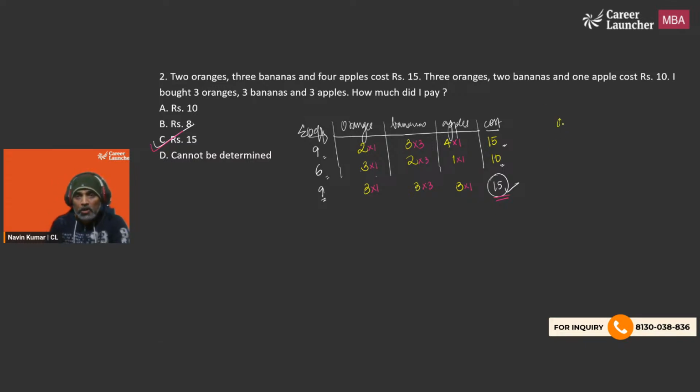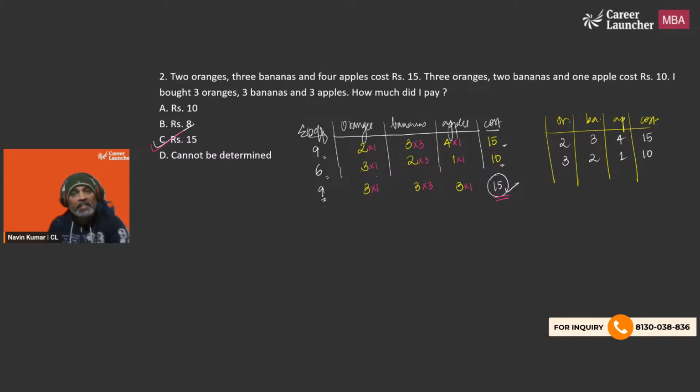So if we look at oranges now, I'll be writing abbreviations: oranges, bananas, and apples, right? And the total cost. So we have 2 oranges, 3 bananas, and 4 apples, and it costs 15 rupees. And we have got 3 oranges, 2 bananas, and 1 apple that costs us 10 rupees, the second basket.